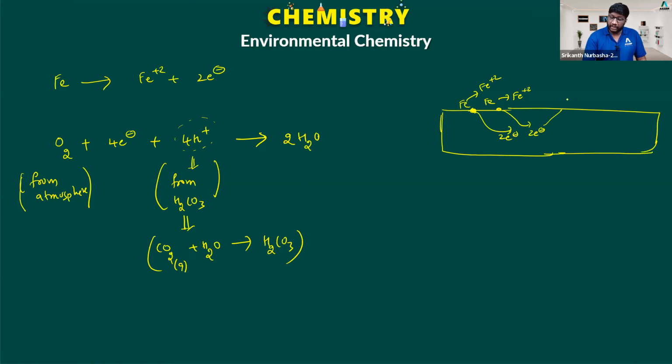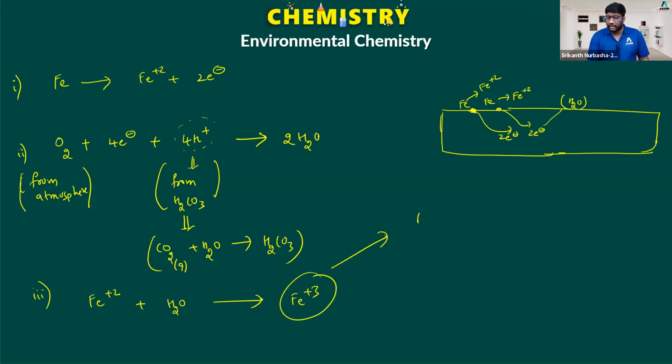At this particular point, you form water. H2O has been formed. And we also have Fe+2. This is the first oxidation, reduction. The third one is further oxidation of Fe+2. The Fe+2 ions will be again further oxidized in the presence of water, which is formed, to form Fe+3. The oxide of Fe+3 is Fe2O3 in the hydrated form. Fe2O3 in the hydrated form is nothing but rust.